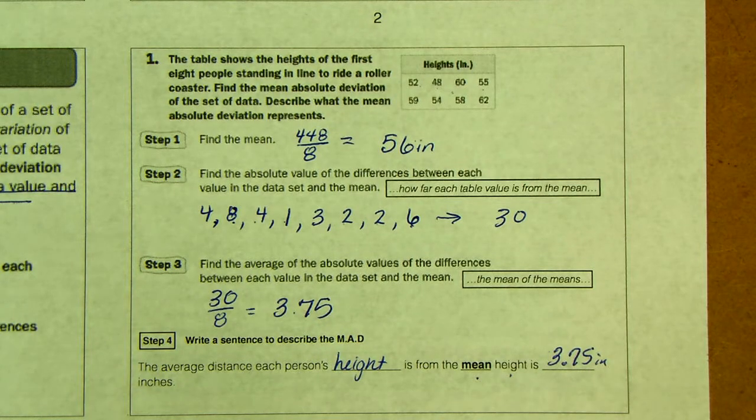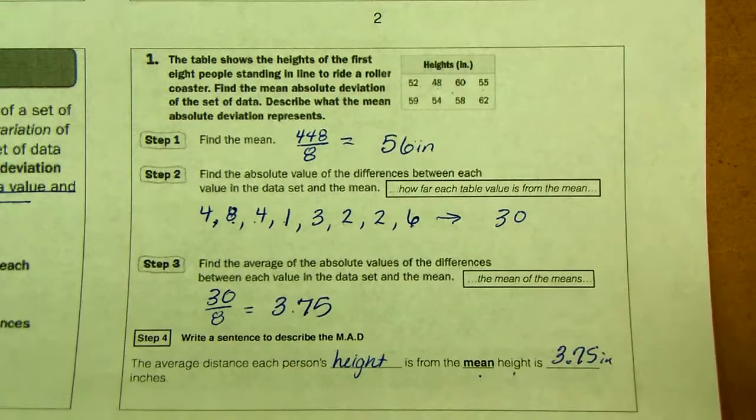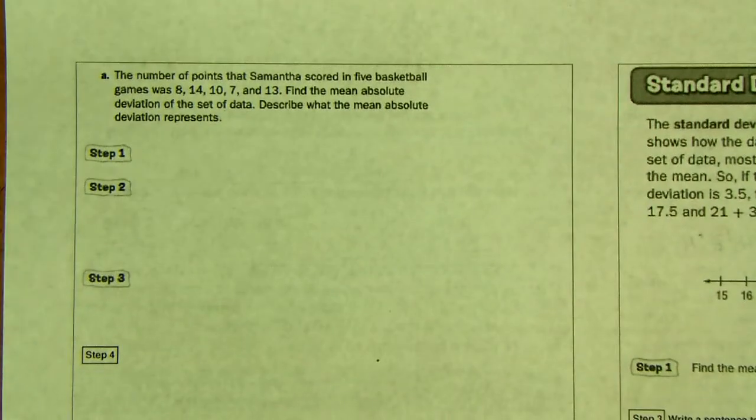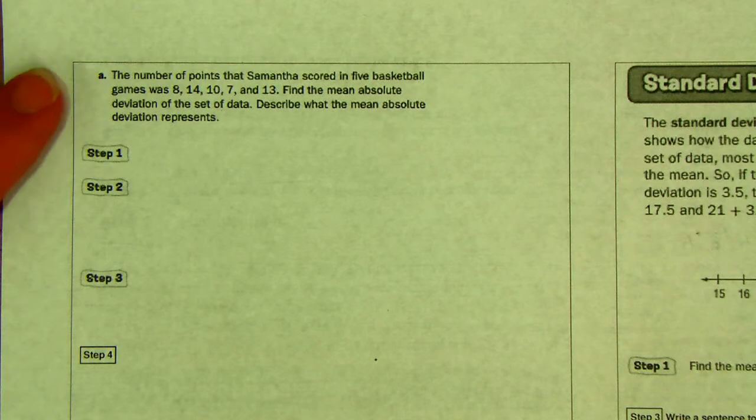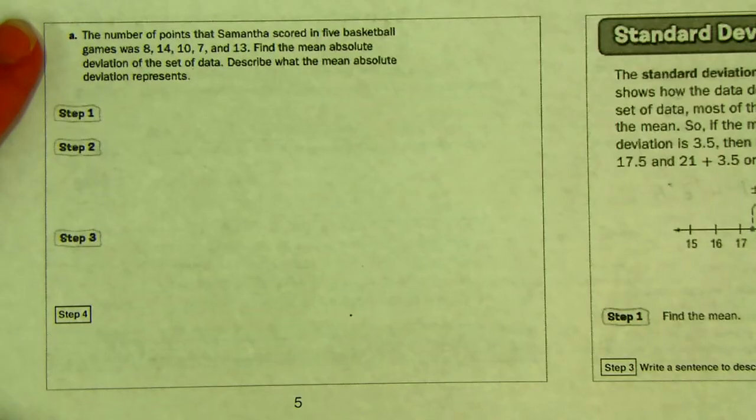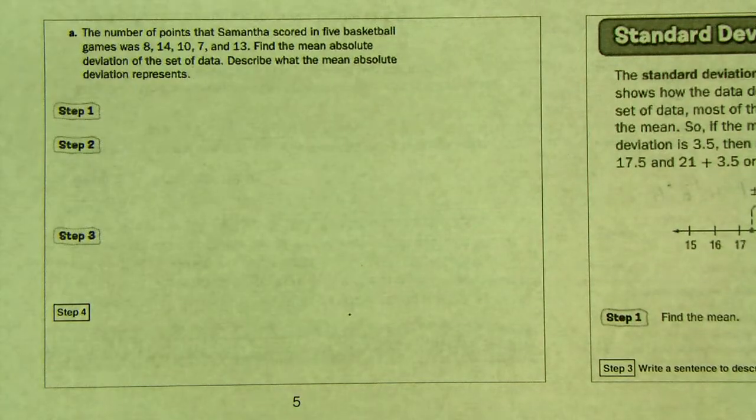All right, so let's try one more. This one's nice and easy. They only give us 5 numbers. The number of points that Samantha scored in 5 basketball games: 8, 14, 10, 7, and 13. Find the mean absolute deviation and then describe what it represents.